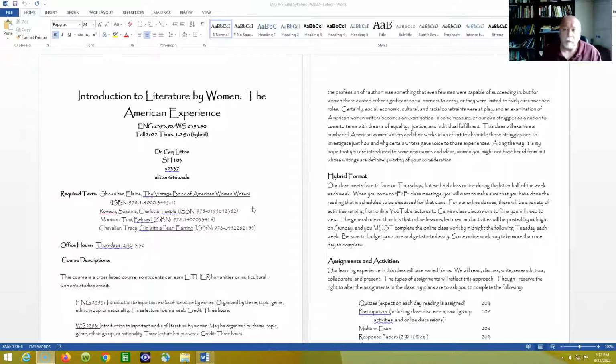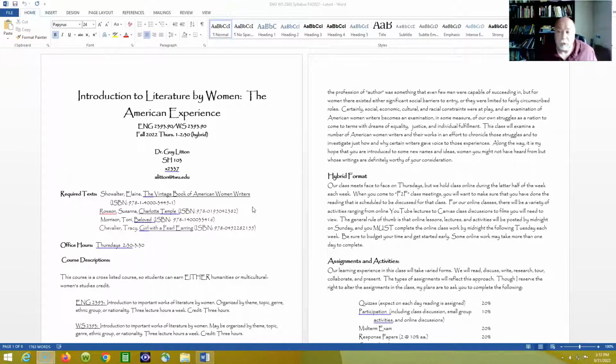Two other novels that we're going to read for the class. One by Toni Morrison is entitled Beloved. I think, frankly, it's one of the best novels of the last 50 years for sure. Possibly one of the best American novels. Well, not possibly. I think it is one of the best American novels of the 20th century for sure. And then we're going to read something by Tracy Chevalier, Girl with a Pearl Earring.